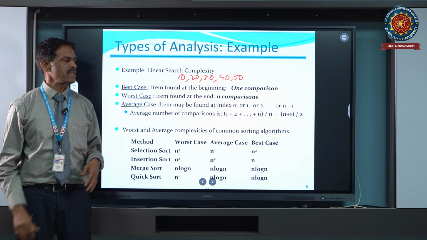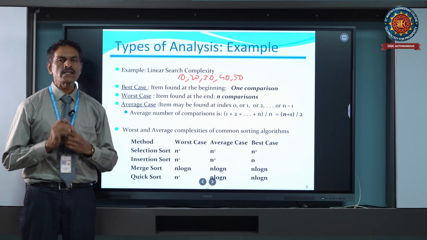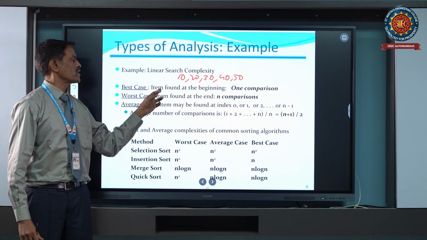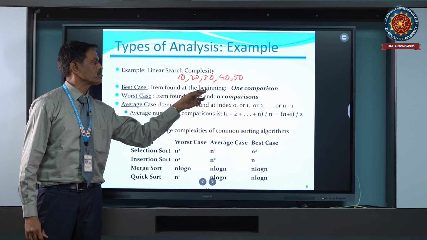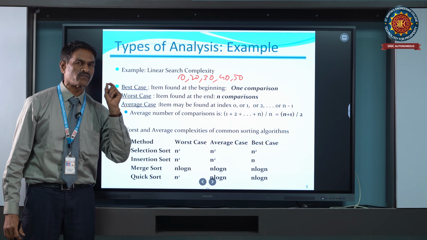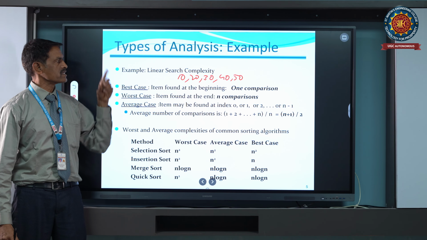The first attempt we get is nothing but the best case. There is one comparison. That is used to find the element at the beginning. So the first key element is found with one comparison, and that is the best case. That is one example.